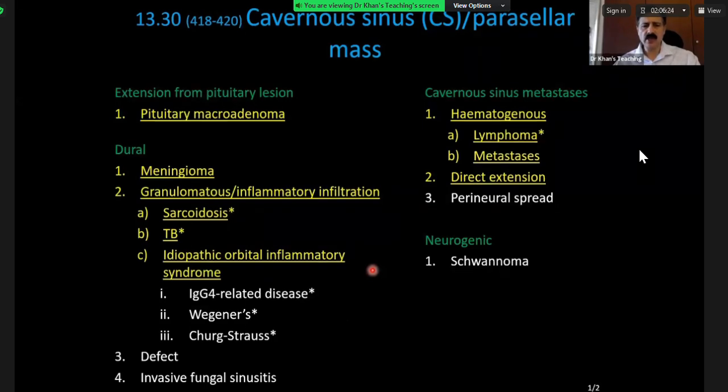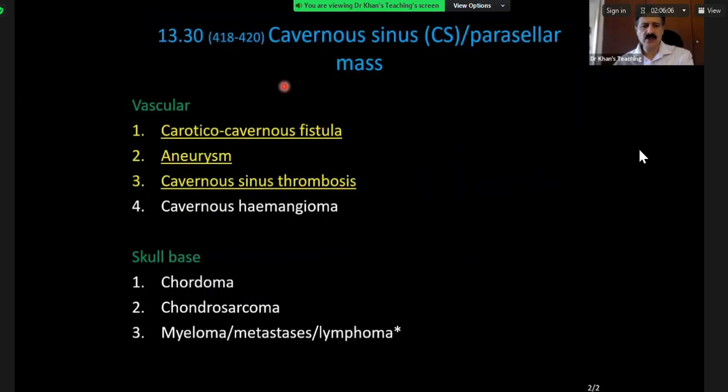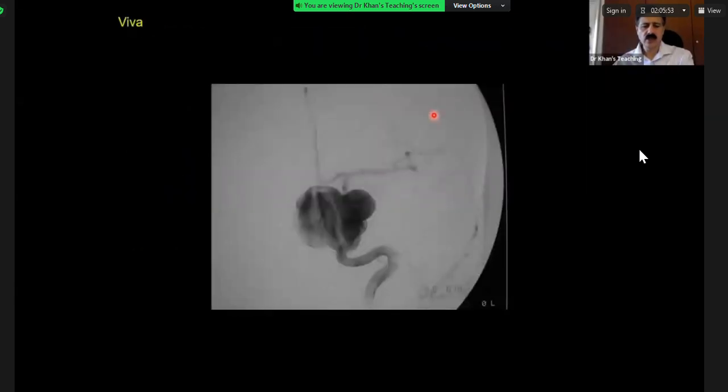Last time also, we have done a few pituitary macroadenomas, meningiomas, etc. And you remember I showed you a schwannoma also in that region, Meckel's cave. Now, this is where we have vascular causes: carotid-cavernous fistula, aneurysm, cavernous sinus thrombosis. All of these we are going to see today. So, this is an aneurysm of the cavernous portion. Just to make a point, this is a giant aneurysm of the cavernous portion of the internal carotid artery.